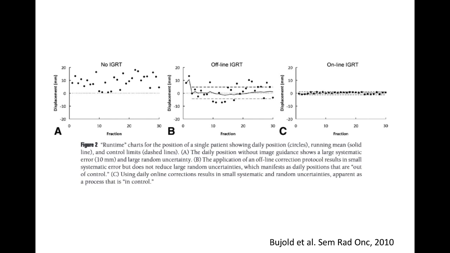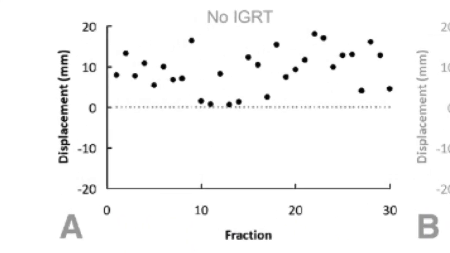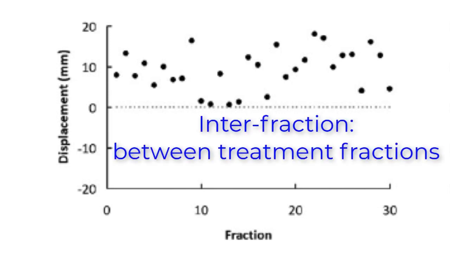To understand motion management, let's begin with this view of the position of the patient over the course of many treatment fractions. We saw this in the last video on IGRT. If I zoom in here, you can see that the position of the patient is slightly different from day to day, from fraction to fraction. We would call this kind of variability interfraction motion. So that's variability between treatment fractions.